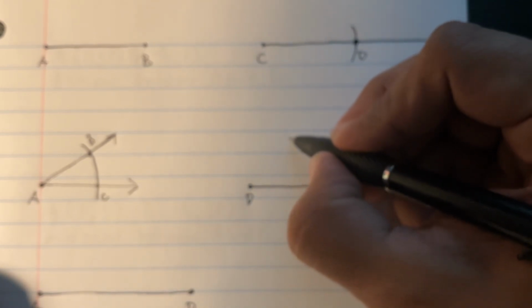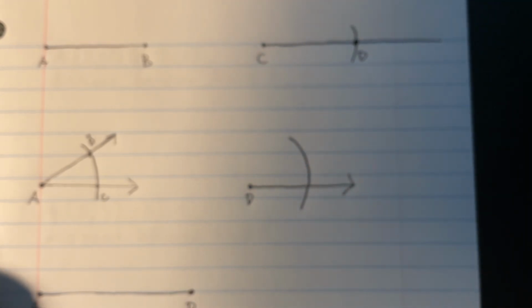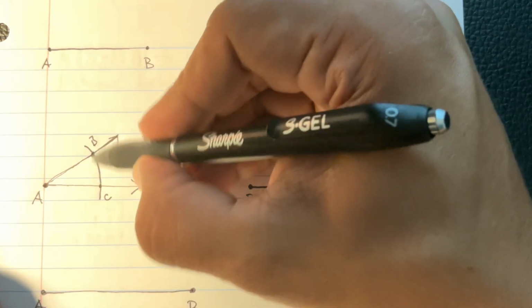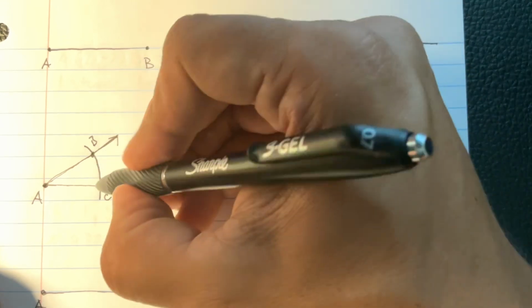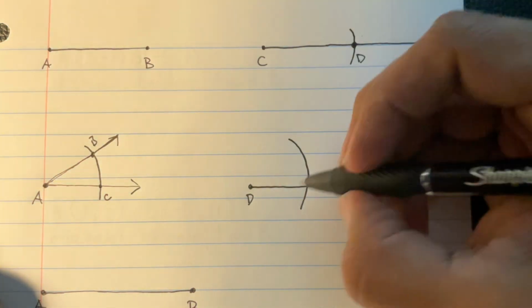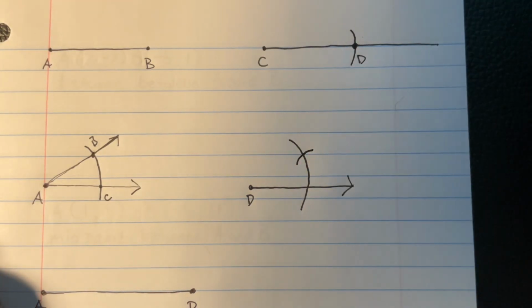Okay? Then, right here, you put the sharp point on what I'm going to call D, and then you're going to make that same arc. So you're not going to change the opening. You're going to keep the same opening there. Okay? So now that you have this, you have to find out what this opening is. Okay? So you're going to put the sharp point here, put the other piece there, figure out what that opening is, and you're going to do that opening again over here, causing you to make this.